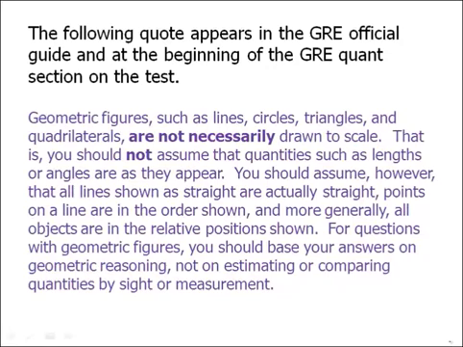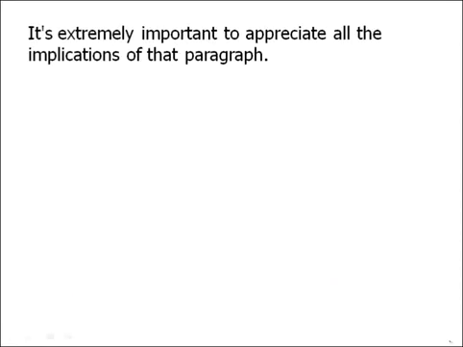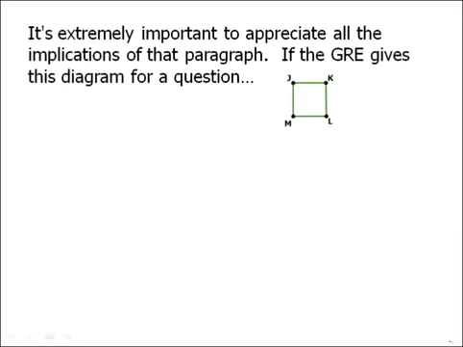So that is incredibly important. And it's extremely important to appreciate all the implications of that paragraph. For example, suppose the GRE gives us this diagram for a question. Certainly looks like a square, doesn't it? What the GRE is doing is they're baiting you. They're baiting you to make the assumption that, yes, what you have there is a perfect square.